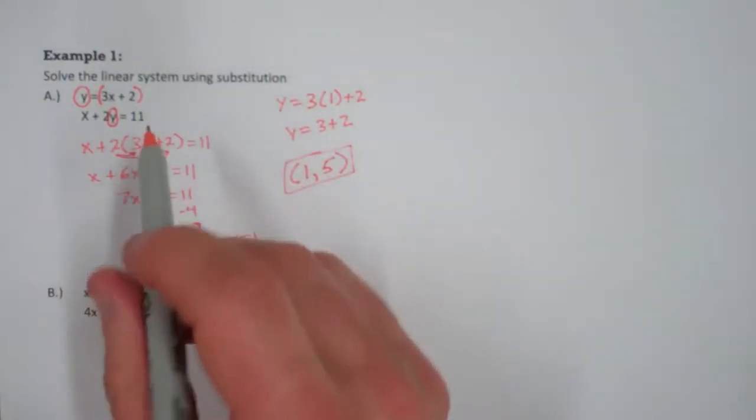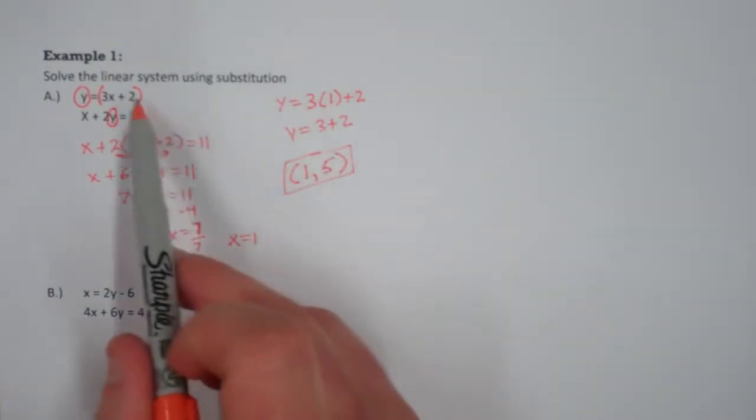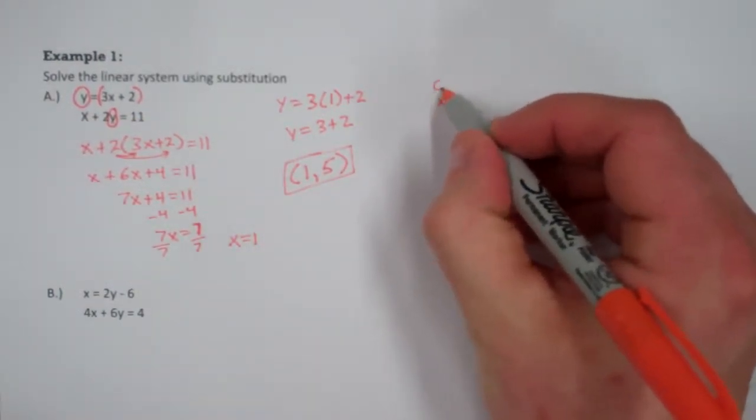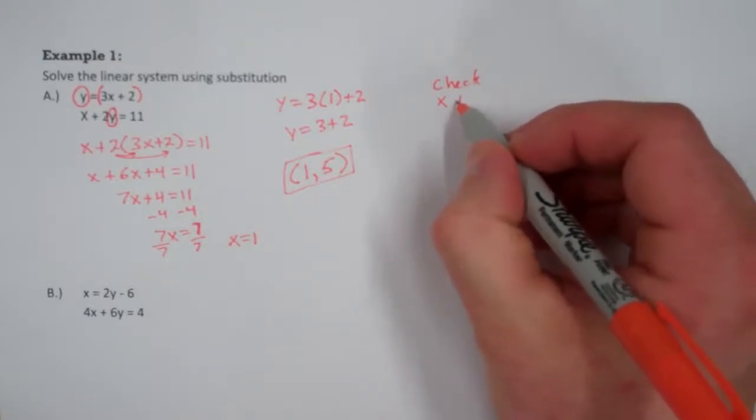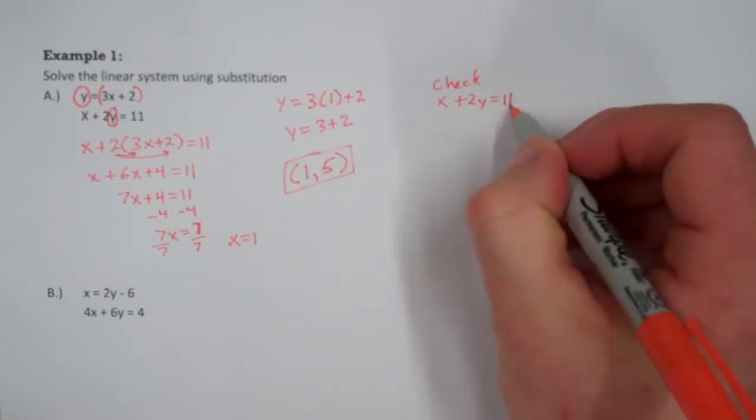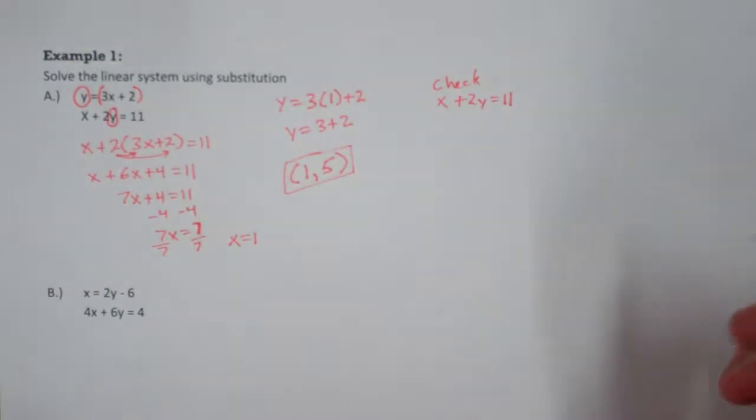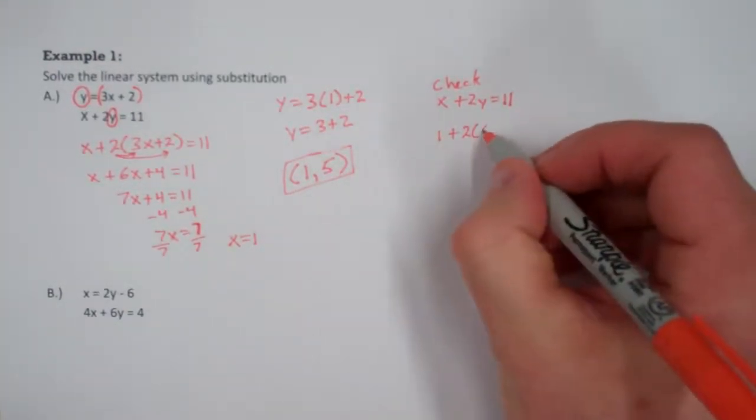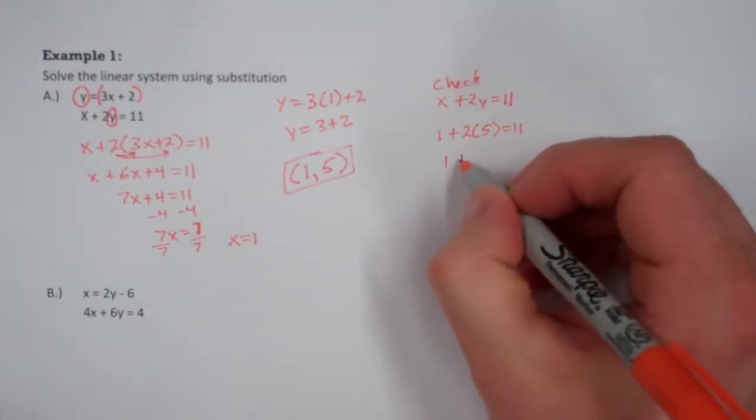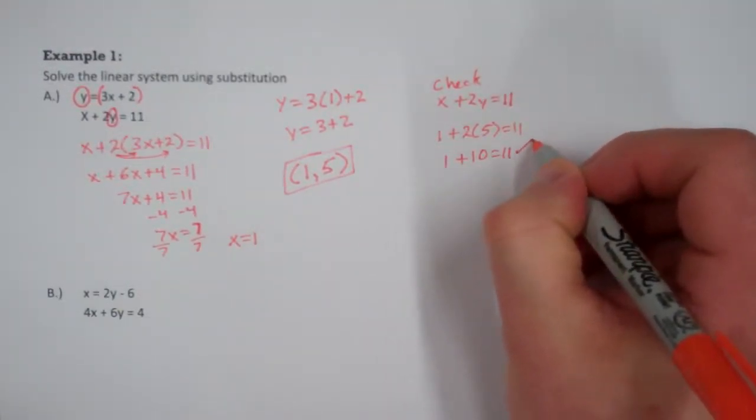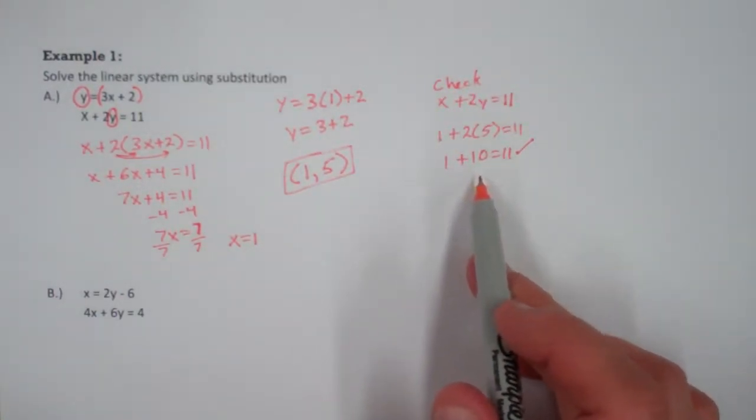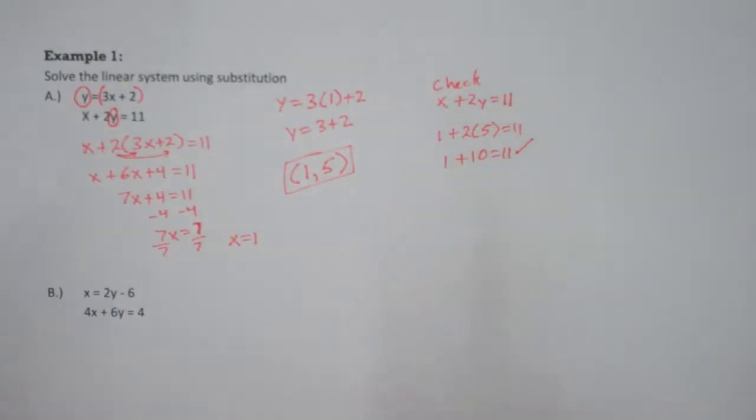To check our work, we're going to take the equation we didn't use last. So we used this first one last. Let's use this one then to check. So our check is simply going to be taking the other equation, x plus 2y is equal to 11, and substituting these values in and seeing if we get a true statement. So x is 1, y is 5, 1 plus 10 is 11. So as long as we've done our math here correctly, we've also checked with the other equation, and we're fairly confident that that is the solution.